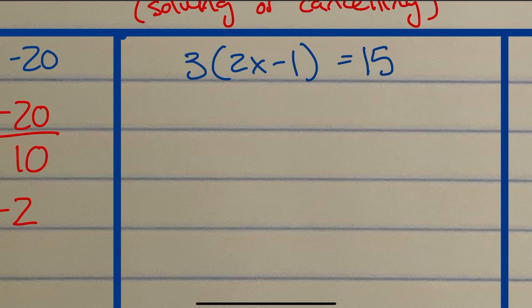Okay, so I'm looking at this and I do see parentheses. So what we're going to do is distribute. Like I said, that means you're going to distribute the number on the outside, that's this 3, to the numbers on the inside. That means you're going to multiply these. So I'm going to do 3 times 2x. That's going to be 6x. And then I'm going to do 3 times negative 1, and that's negative 3. All right, I did not touch that 15 at all, so I'm just going to bring it straight down.